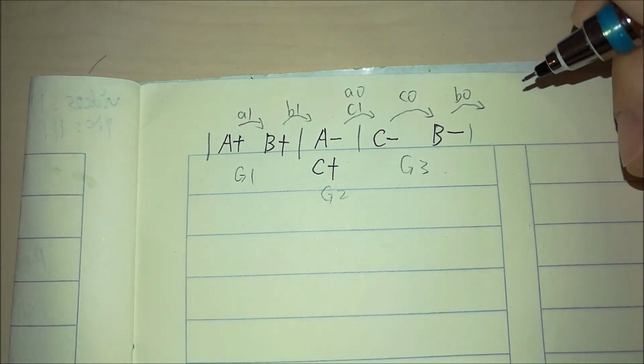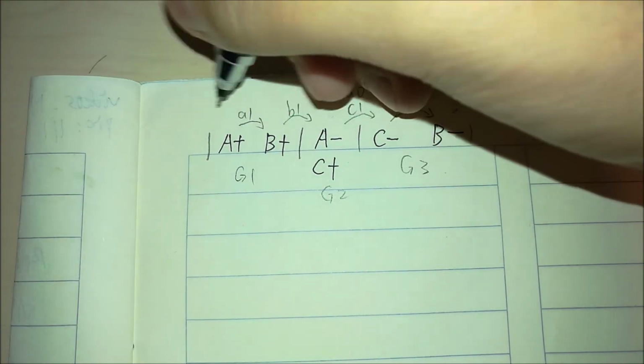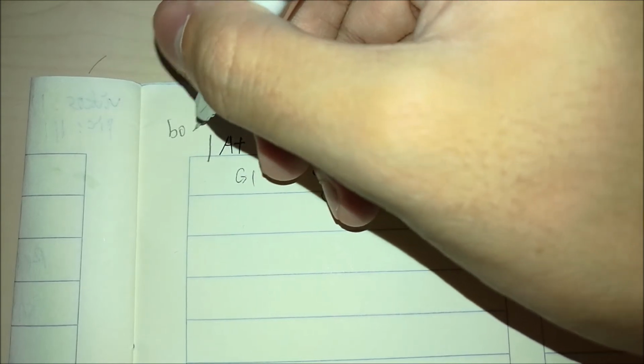So basically, the end of this phase means the beginning of this phase. So it will be B0 and the start button.